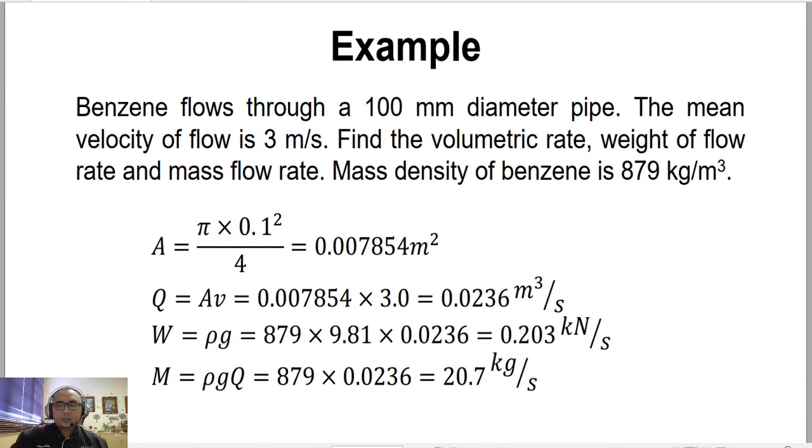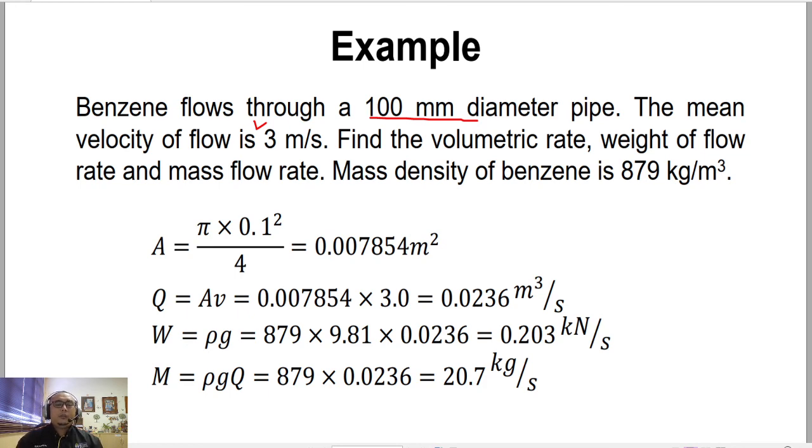Okay, kita tengok example. Benzene flows through a 100 mm diameter pipe. Okay, kat sini dia dah bagi diameter pipe 100. The mean velocity, okay, dia dah bagi nilai V kat sini. V is equal to 3 meter per second. The first one dia suruh find the volumetric flow rate, weight flow rate and also mass flow rate. And the mass density of benzene is 879 kg per meter cube.